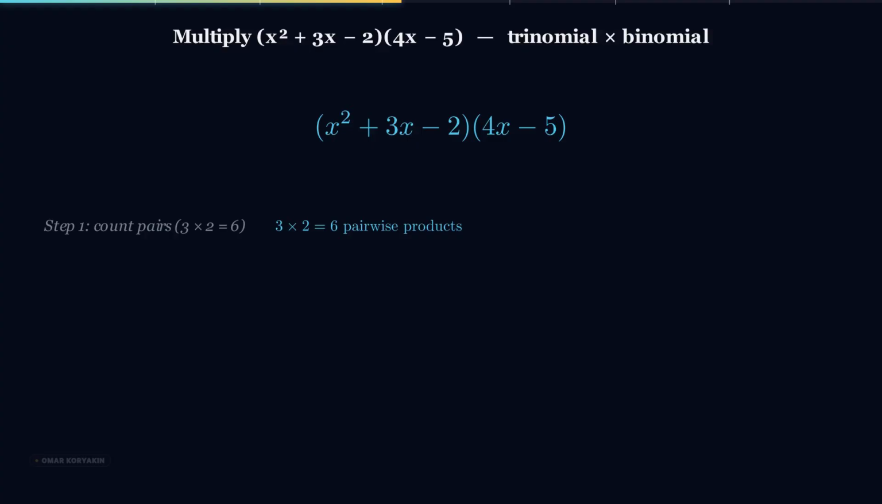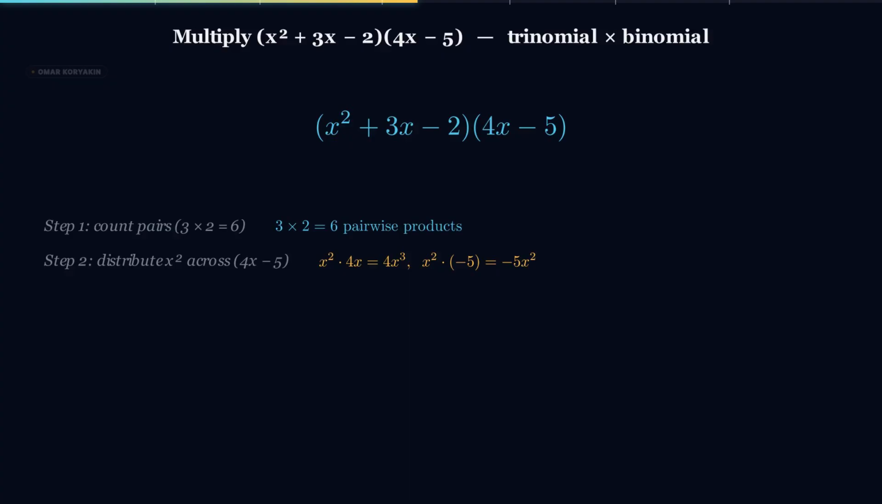Each term of the trinomial multiplies each term of the binomial. The 6 pairs are x squared times 4x, x squared times negative 5, 3x times 4x, 3x times negative 5, negative 2 times 4x, negative 2 times negative 5. Step 2. Compute each product term by term.